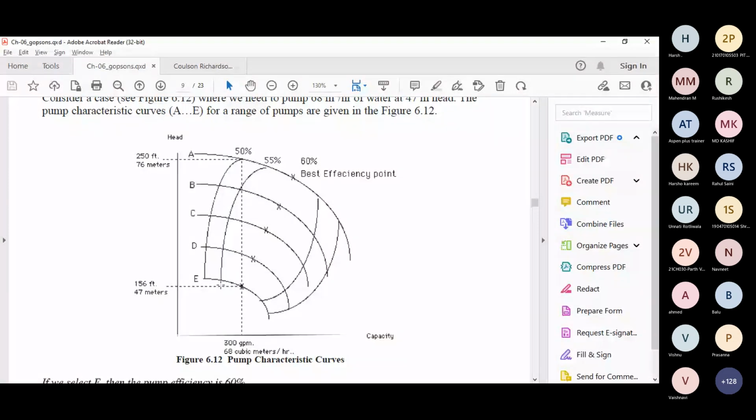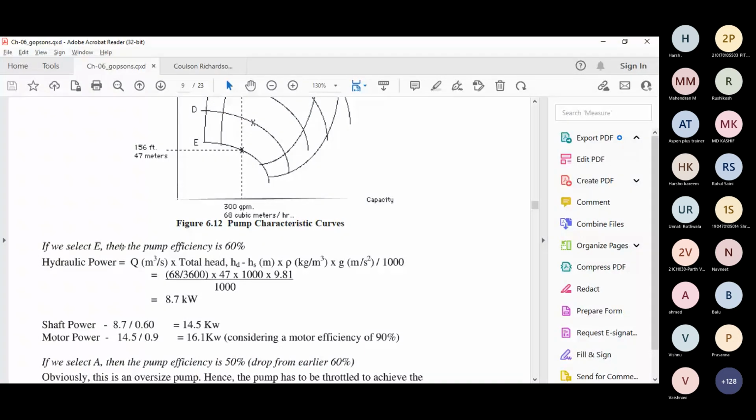Okay. So what is happening at 68 meter cube per hour? You are getting 47 meter head, but you are getting 60%. That is the best efficiency. So if we select pump E, then efficiency is 60%, right? If I am calculating the hydraulic power, that is 68 meter cube, 47 meter head, density is 1000 for the water. So I'm getting 8.7 kilowatt of hydraulic power.